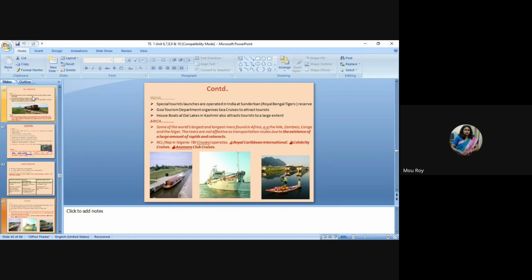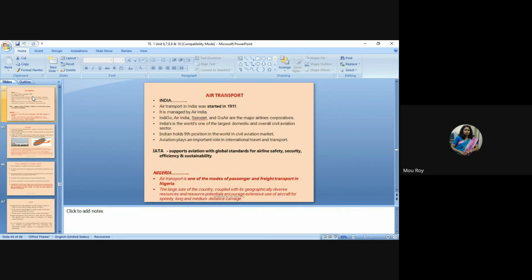Sundarban Royal Bengal Tiger Reserve is located in Bengal. Then you are aware of the Goa Tourism Department; they also have a lot of sea cruises to attract tourists. Then we have houseboats at Dal Lake in Kashmir, which also attract tourists to a large extent.